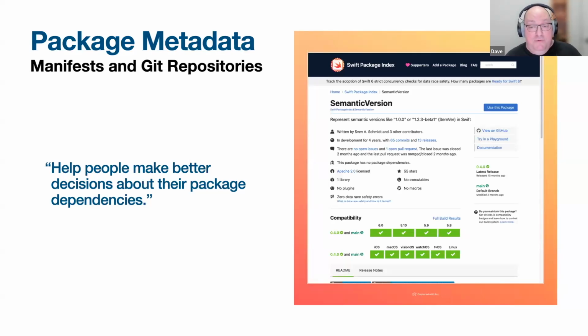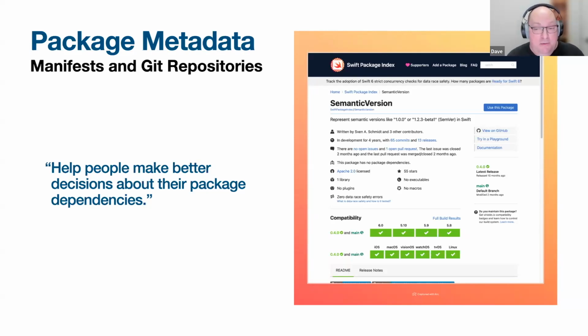So it tells you, for example, how long the package has been in development for, but also how actively maintained it is. So you can see this package on the right-hand side here has been in development for 4 years, and the last issue was closed 2 months ago, and the last pull request was merged 2 months ago. So you can see from that you're both looking at a relatively well-established package, but also one that is still receiving attention from the package authors.